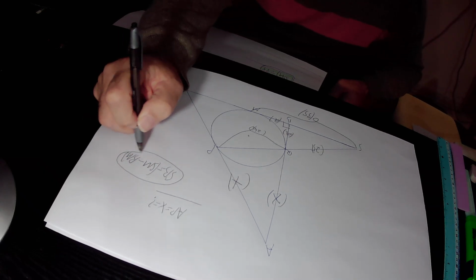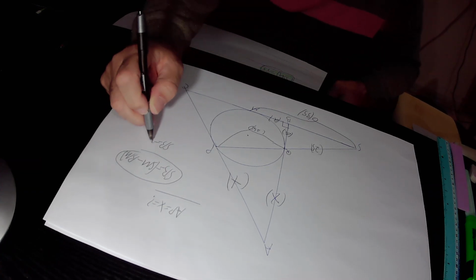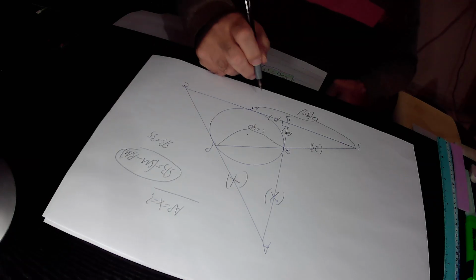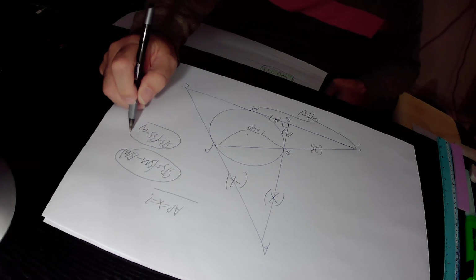So SB in total equals SM, that is 35, minus BM, that is 8. So in total, SB equals 35 minus 8 units in length.